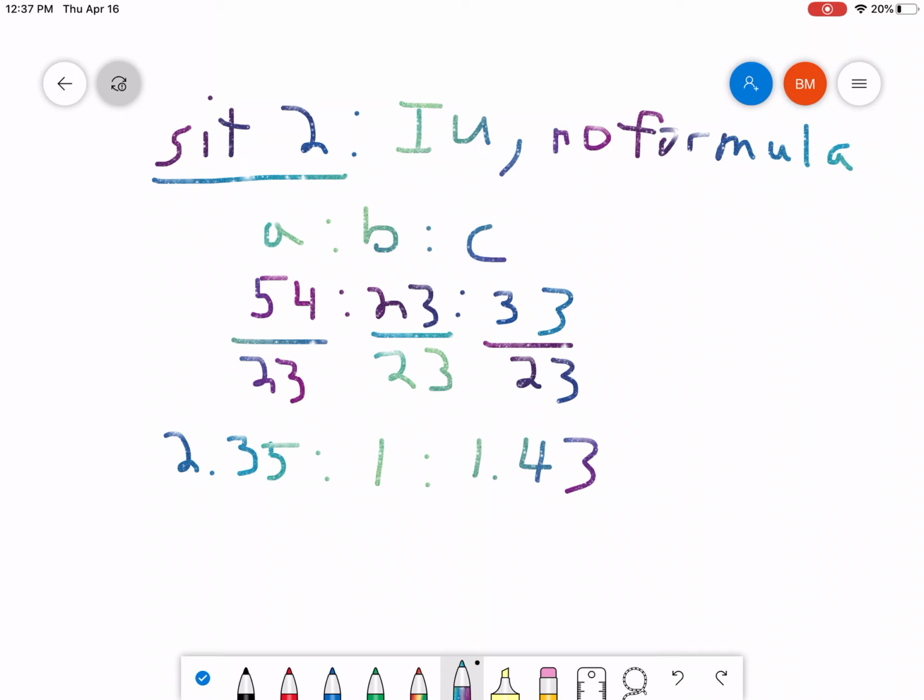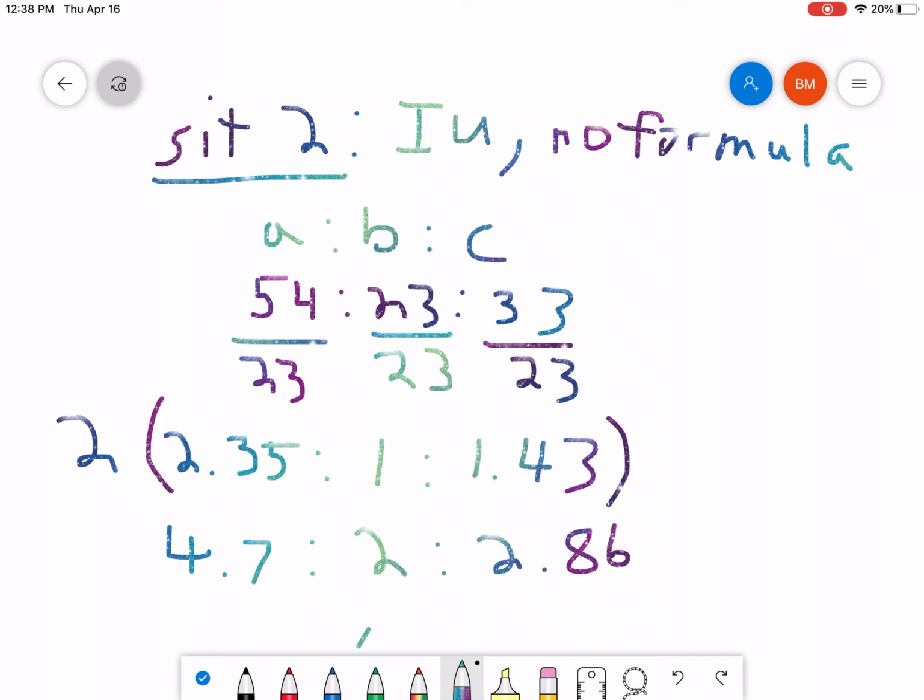But what you can do here is, when you have numbers like this, you can multiply them by whole numbers to try to get them closer to the individual measurements being whole numbers themselves. For example, in this one, I could take the whole thing and multiply it by 2. All right, and that gives us a ratio of 4.7 to 2 to 2.86. And if you round the two extreme numbers on the very ends, this does, again, look pretty close to 5 to 2 to 3.